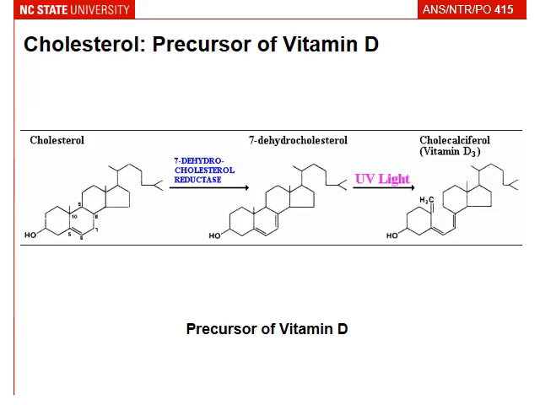Cholesterol, as I mentioned before, is also a precursor for vitamin D. Cholesterol is converted to dehydrocholesterol, and this is what's put on the surface of your skin. When dehydrocholesterol is hit by UVB light, it is converted to cholecalciferol, and that is our vitamin D3.